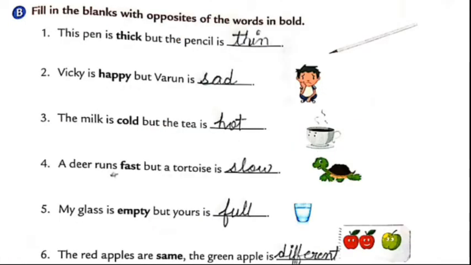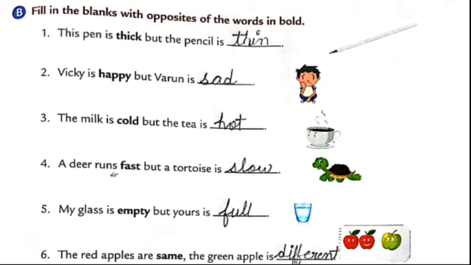Now let us come to the next exercise given on page number 81. Fill in the blanks with opposites of the words in bold. You can see in the following sentences some words are written in bold. Okay, so what you have to do? You have to write the opposites of those words which are written in bold.